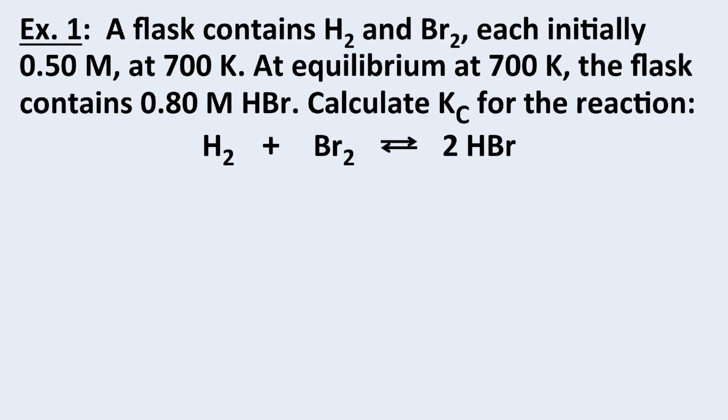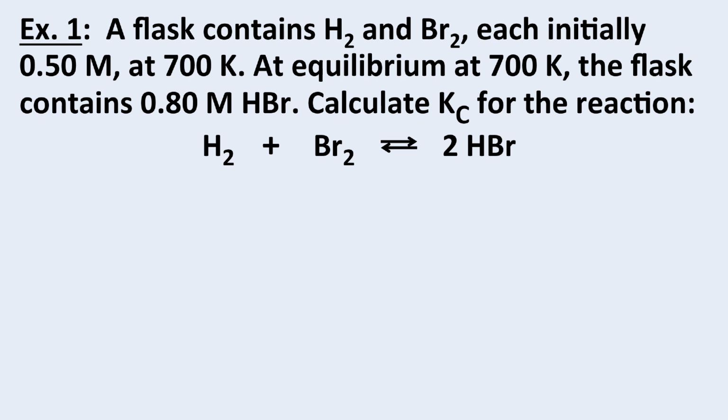Okay, so let's take a look at an equilibrium calculation problem. In this one, we have a flask with hydrogen and bromine, each initially at a concentration of 0.50 molar at 700 Kelvin. And at equilibrium at the same temperature, the concentration of HBr is 0.80 molar. So the question is to calculate K sub C for the reaction below.